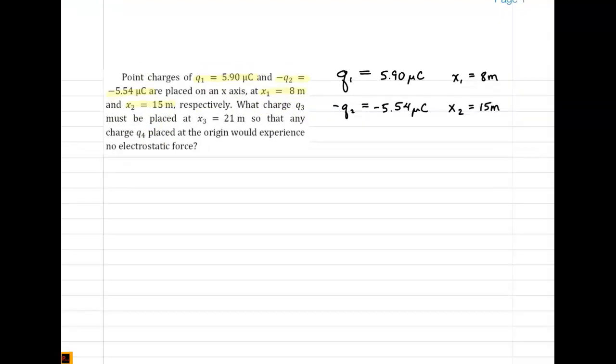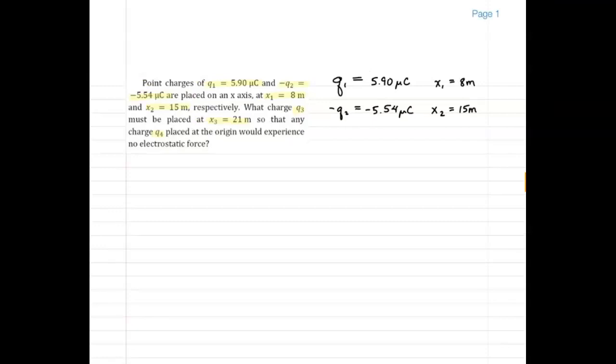Continuing reading the problem further, we see that it asks what charge Q3 must be placed at x3 equals 21 meters so that any charge Q4 placed at the origin will experience no electrostatic force. So this may sound confusing, but we'll see that if we draw a picture, it'll make everything very clear.